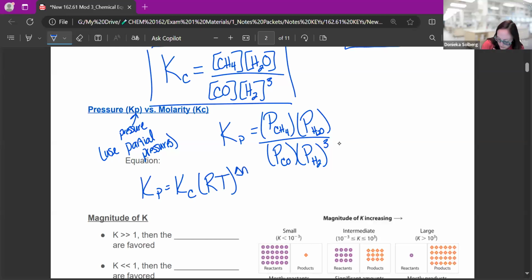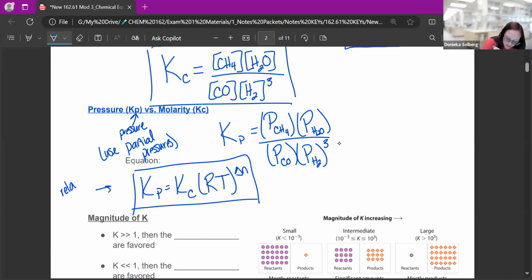And I'll talk through what each of the variables means. This is on your equation sheet. You do not have to have it memorized by any means, okay? But this is the relationship between Kc and Kp. So if you have one, you can calculate the other.